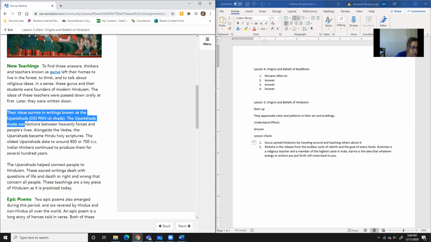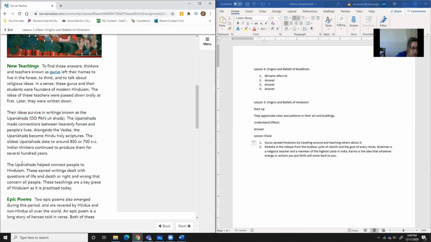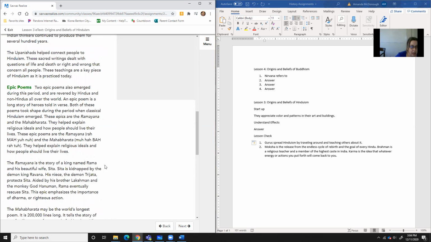So the ideas survived in writings known as the Upanishads. The Upanishads made connections between heavenly forces and people's lives. So when we talk about their holy scriptures, if we're talking about Christianity, this would be like their Bible. And it helped make direct connections from the gods to the people, and from the people to the religion. All right, so you've got the epic poems, the Ramayana and the Mahabharata.